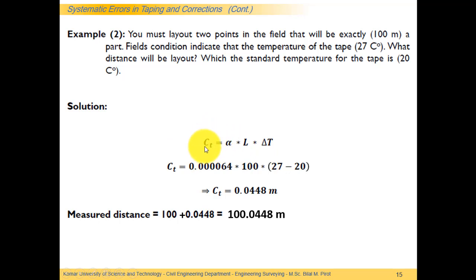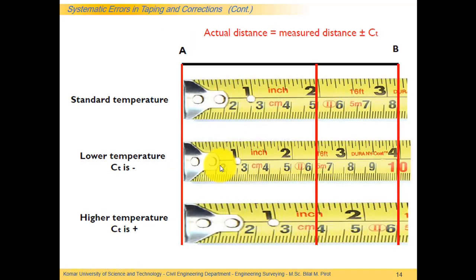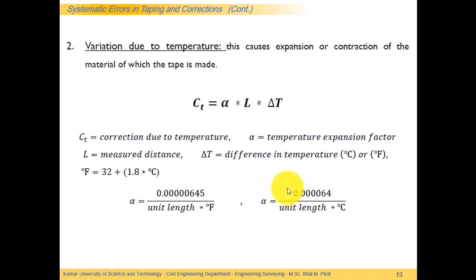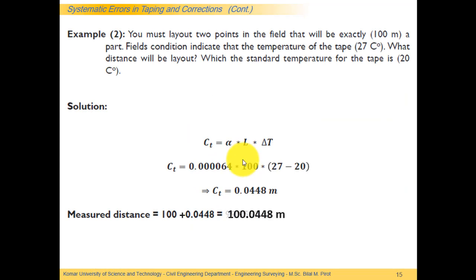This is the formula CT. This is the error due to temperature, equal to alpha. Alpha is known, as I showed you in this slide. Alpha is fixed, and L is 100 meters, multiplied by the difference in temperature. The difference in temperature in this case is 27 minus 20. This is the temperature of the field, and this is the standard temperature of the tape. Now CT will be equal to 0.0448 meters. So this is the error that has happened due to the temperature change.